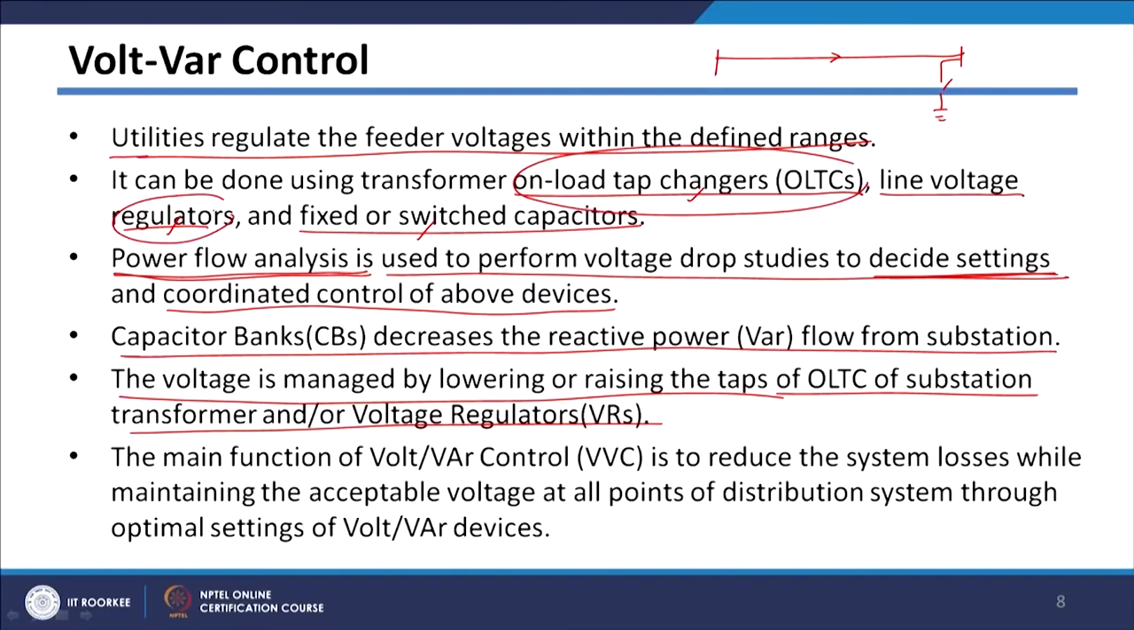Therefore, the main function of volt var control is to reduce system losses while maintaining acceptable voltage at all the points in the distribution system through optimal setting of volt var devices. So we need to find the optimal setting of all the on-load tap changers, all the voltage regulators, and all the capacitors in the circuit, so that the overall losses in the distribution system will be minimum, and the voltages will be within acceptable limits at all the distribution buses.